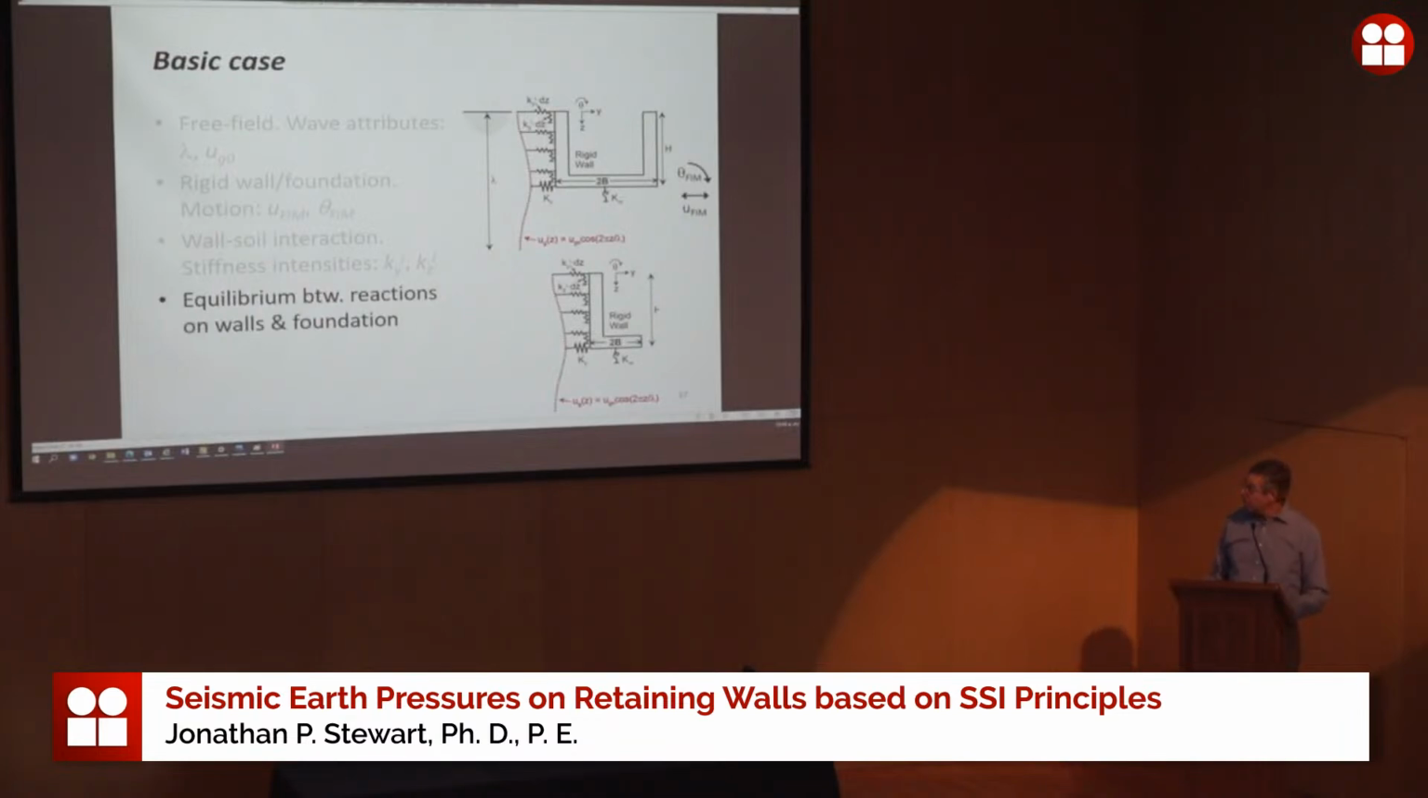The stiffness intensity, actually before I go on from that, is essentially describing the stiffness of these springs between the wall and the soil. There's a horizontal one and a vertical one. Horizontal is KY, the vertical one is KZ. Essentially, the stiffness intensity is a stiffness divided by area, such that this particular spring would be the stiffness intensity times the tributary area for that spring.